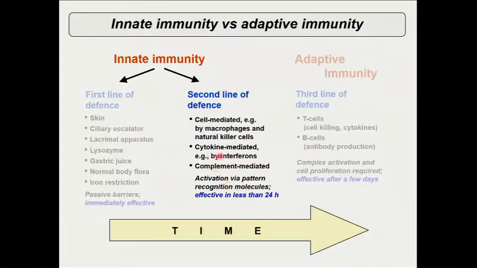Okay, so here the second line of defense requires pattern recognition molecules. So the immune system has to detect that something isn't quite right. And then there is a response time. This is measured in hours. So this one is up within a day.